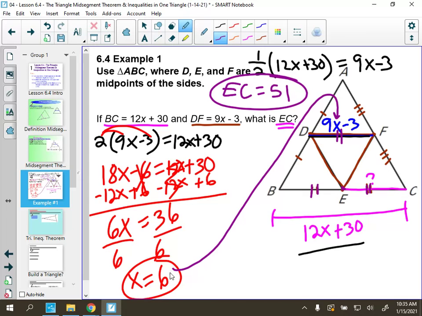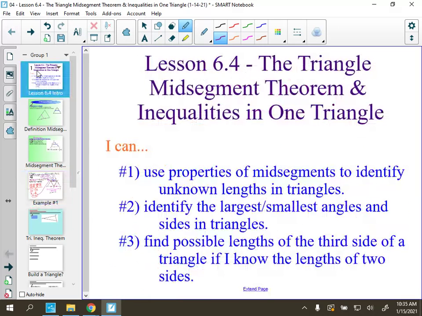So kind of a long way of saying, if I wanted to, I could plug the 6 in here and go 6 times 9, which is 54, minus 3 is 51. We get to the same result in the end, but just making sure that we were aware of that. All right, so there's mid-segments, just an example of how we might use some of those properties of mid-segments to identify unknown lengths in triangles.